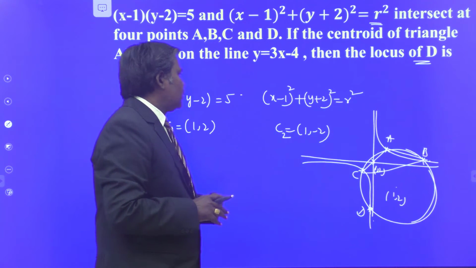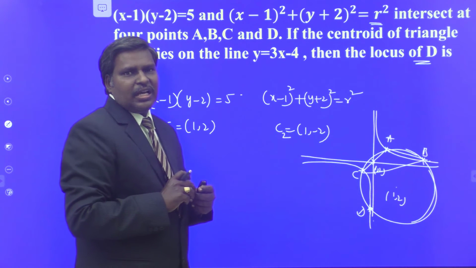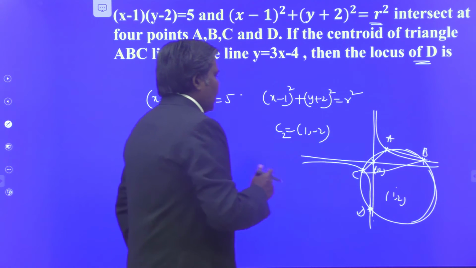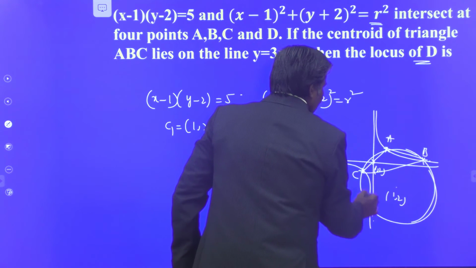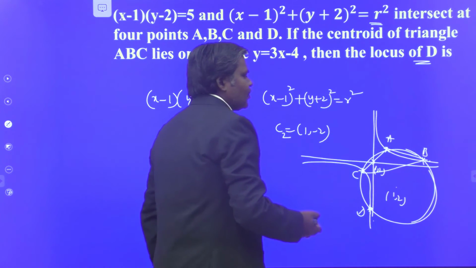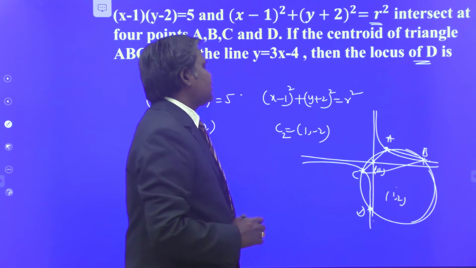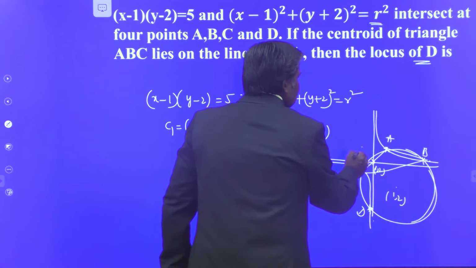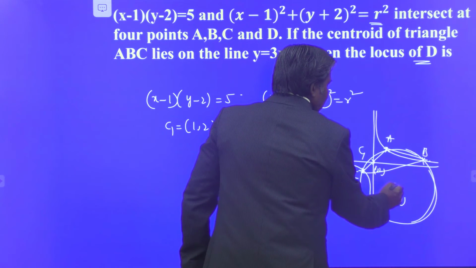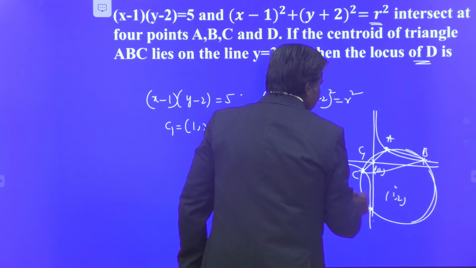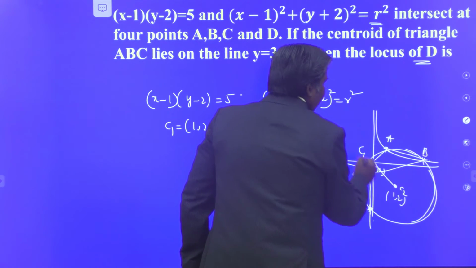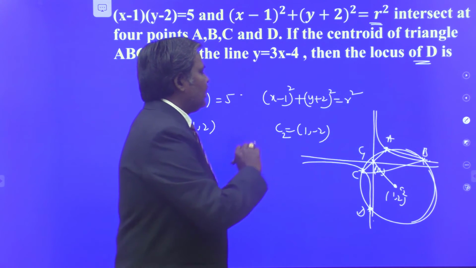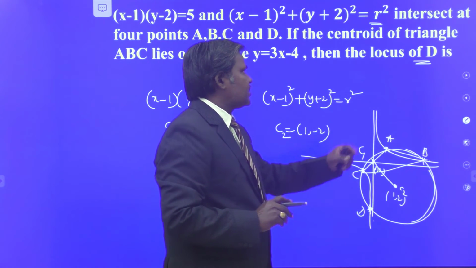This is the experiment. The one and only logic behind this problem is, I am telling you, the mean of these 4 points is equal to the midpoint of their centers. So this is the center of the rectangular hyperbola, this is the center of the circle C2. So the midpoint of C1, C2 is nothing but the mean of the 4 points of intersection.